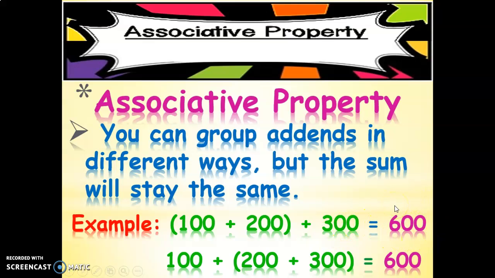Now if we change the group of the addends, we write 100 outside the bracket, and then add 200 and 300 inside the bracket, telling us that they are in one group. The answer is still 600. Again, the associative property tells us that the grouping of the addends doesn't change the sum or the total.